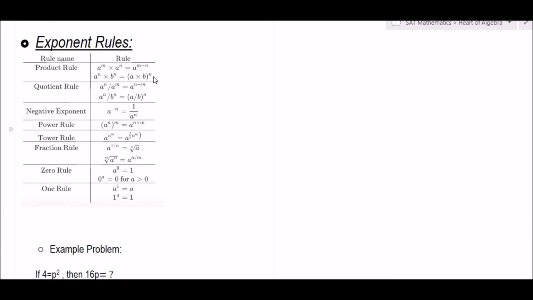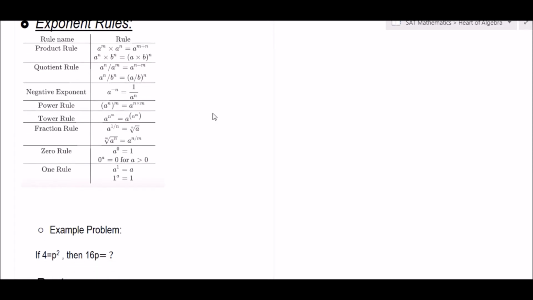You'll get the same value. Alright, quotient rule. a to the power of n divided by a to the power of m, and notice same base, and that's the same as saying a to the power of n minus m.